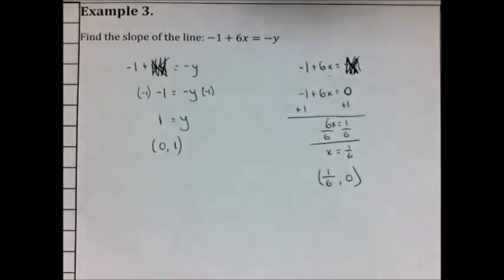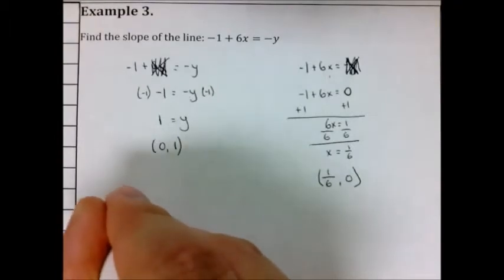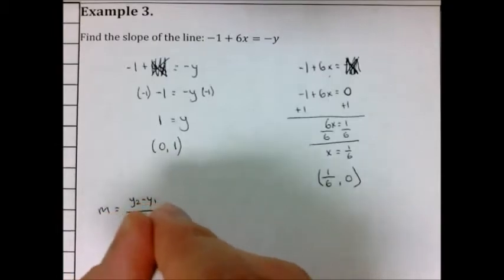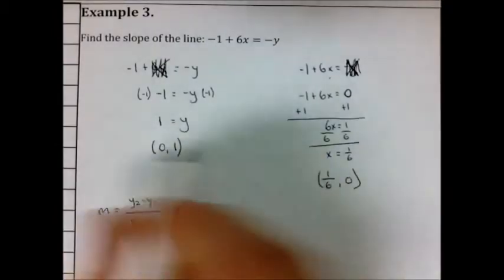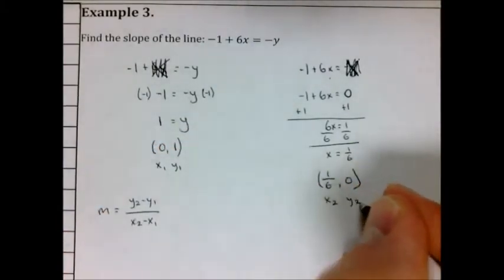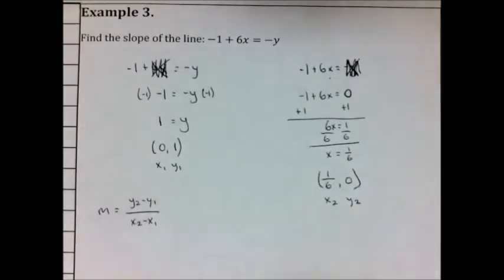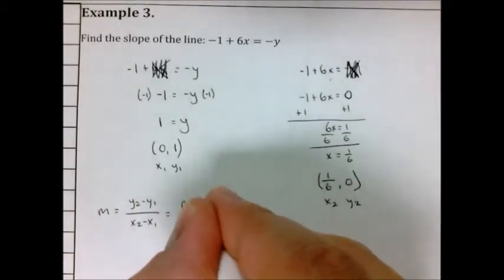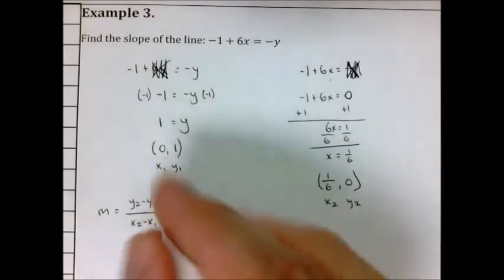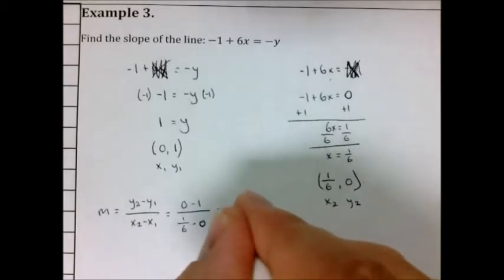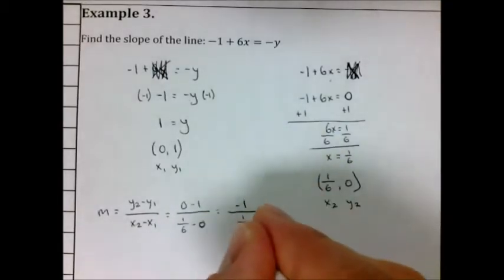Okay, now we have 2 coordinates. Now they may not be the prettiest of coordinates, right? But we have 2 coordinates, and now we can use our slope formula. Remember, the slope formula is m equals y2 minus y1 divided by x2 minus x1. And so we can just plug these numbers into this equation. Let's call this x1, y1. We'll call this one x2, y2. So what we've got here then is 0 minus 1 divided by 1/6 minus 0, which just solves to be -1 on the top, and 1/6 minus 0 is just 1/6.